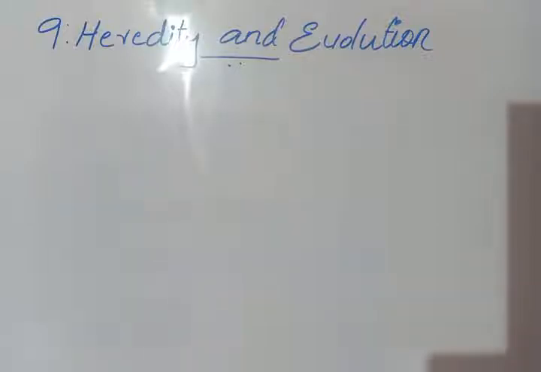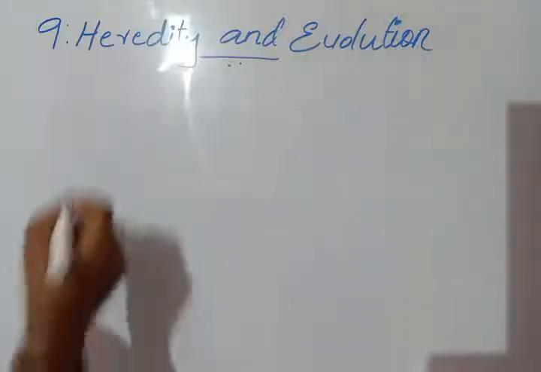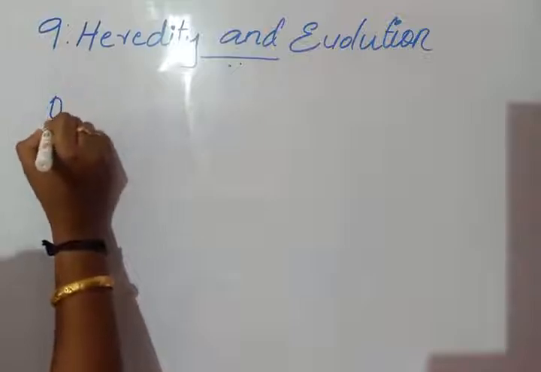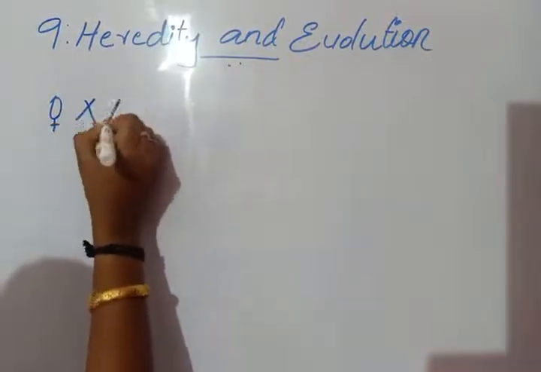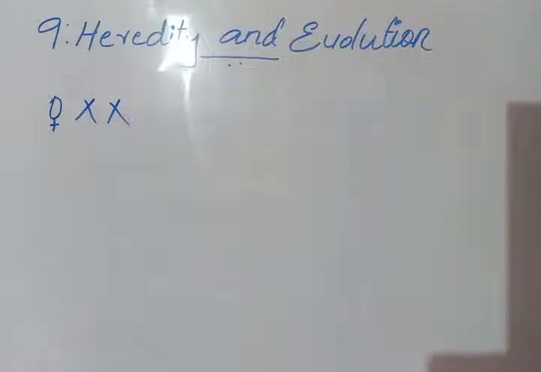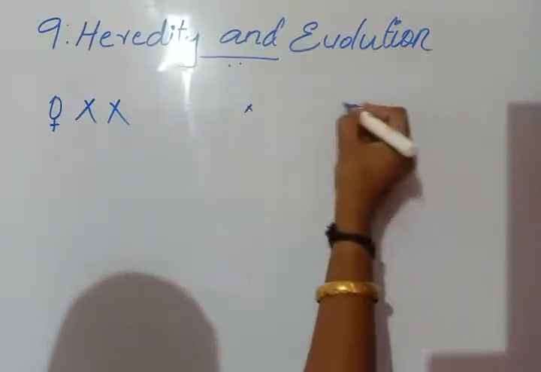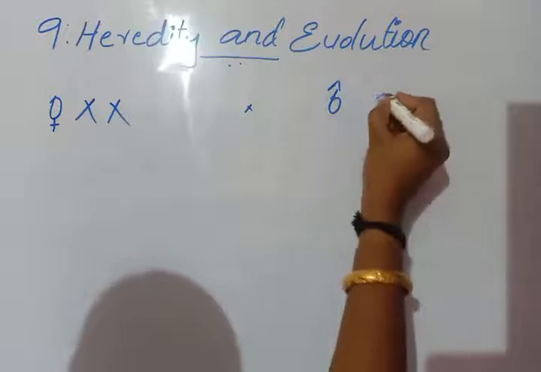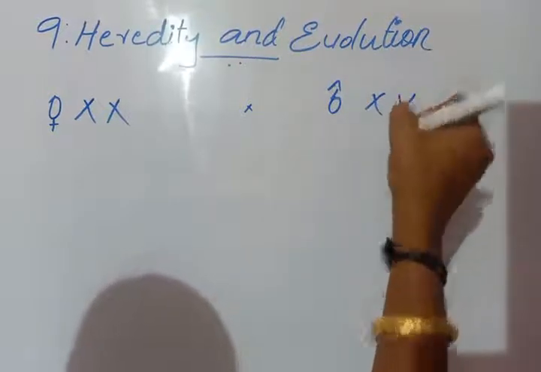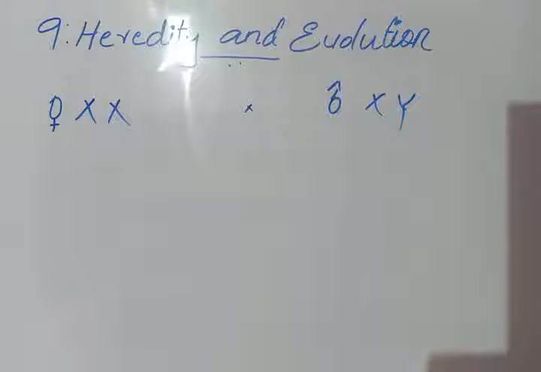Before that, we will discuss the human system. First we will discuss the human system, then we will go through all the different types of systems. So we know females have two X chromosomes in their gametes, whereas males have one X chromosome and one Y chromosome. Female means mother. Mother has two X chromosomes. Father has one X chromosome and one Y chromosome.